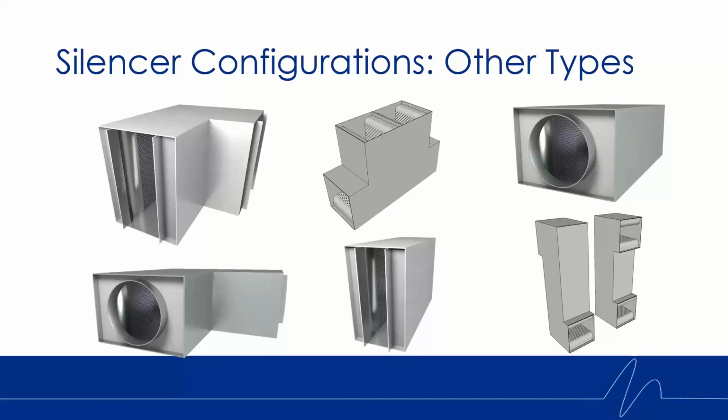So like I said, we are not limited to just those 3 configurations. Here's a few examples of some other options we have, whether it be extended casing, round end caps, T-shaped, crosstalks, anything that we can make out of sheet metal, we can turn into a silencer.